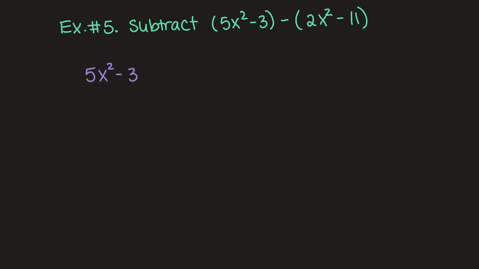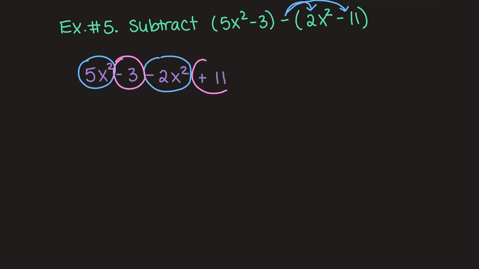So we can get rid of the parentheses for the first polynomial, but this time we have a minus sign in front of these parentheses. We will actually have to distribute this negative first in order to get rid of these parentheses. So distributing the negative, we get negative 2x squared plus 11. So notice how the signs for the second polynomial all changed after we distributed the negative. Now we can combine the like terms, and we get 3x squared plus 8.